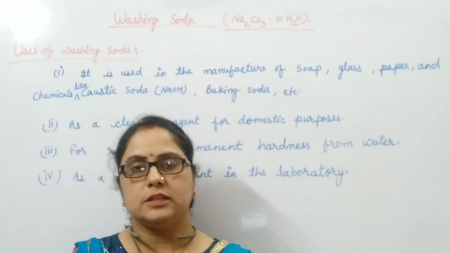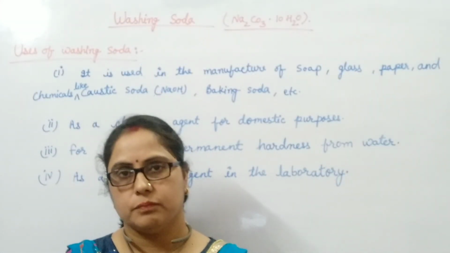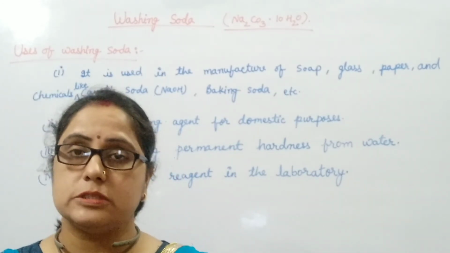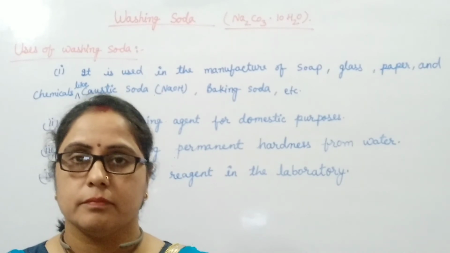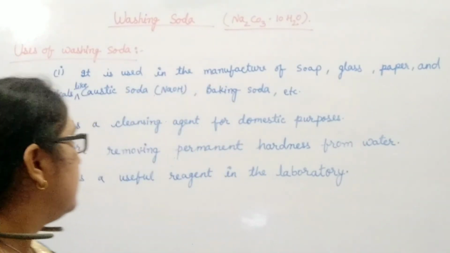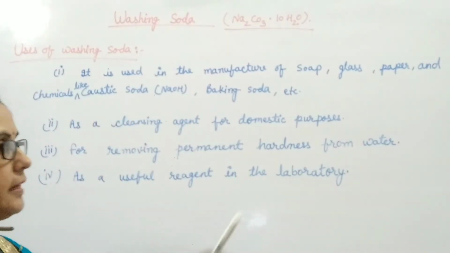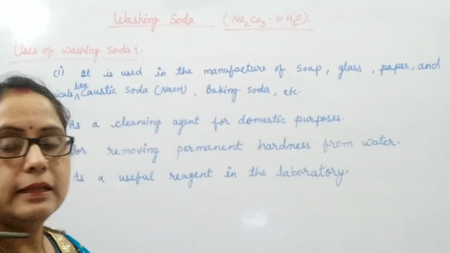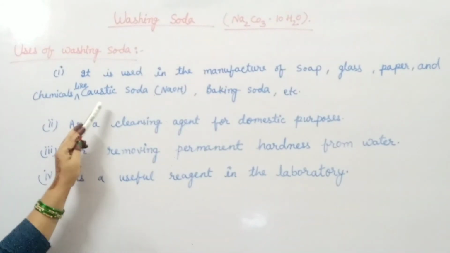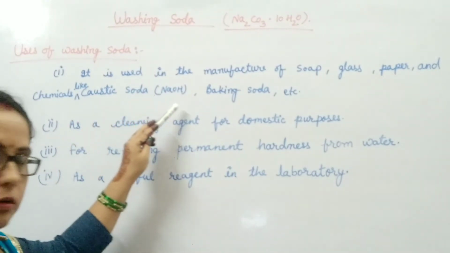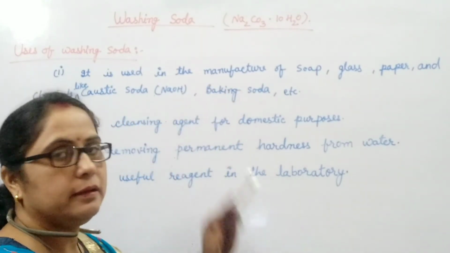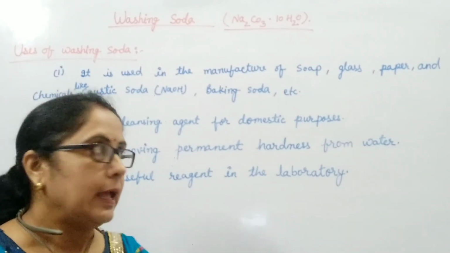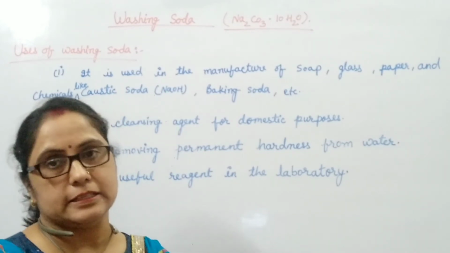Now, what are the uses of this washing soda? We know that it is used as a cleaning agent, but there are also other uses. It is used in the manufacture of soap, glass, paper, and chemicals like caustic soda, sodium hydroxide, baking soda, which is sodium hydrogen carbonate, and another chemical, borax.